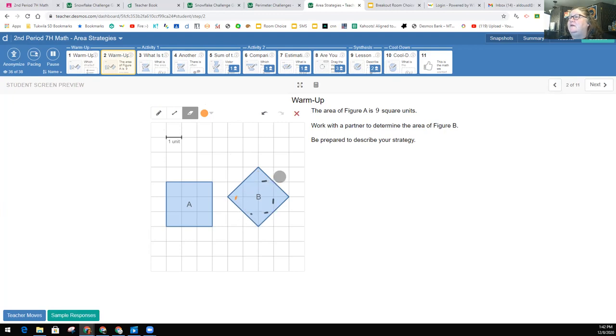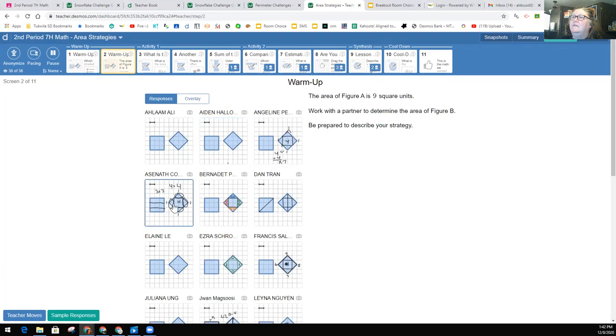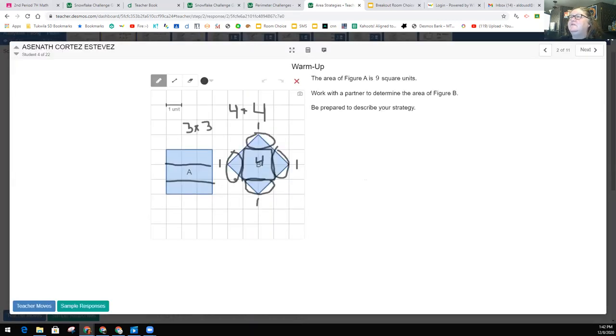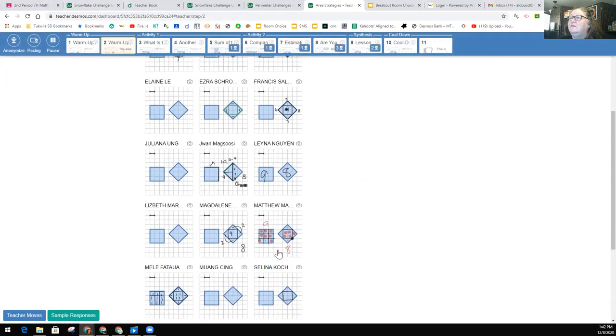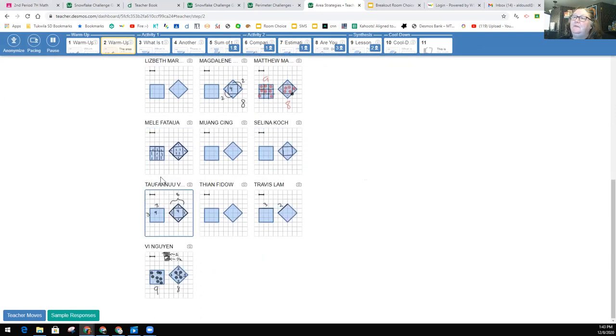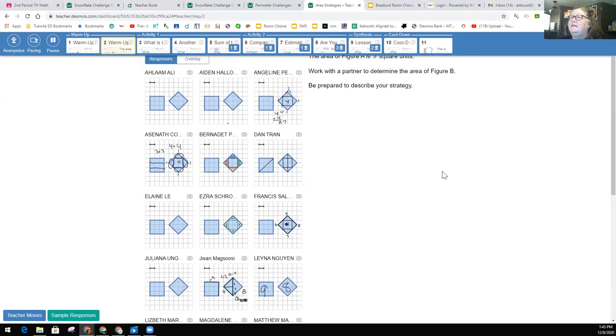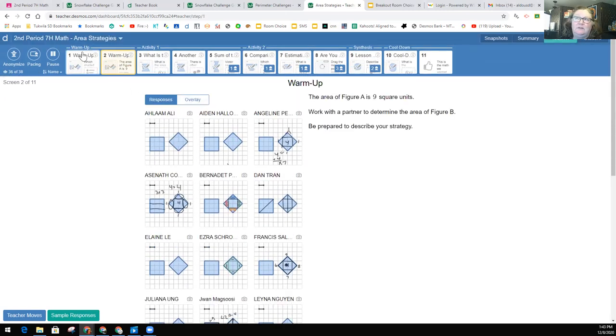Let me go and show you some of the drawings from your classmates that might help. So Asenath right here did a really similar job to what I just did. Others counted, like you see here with Matthew, he's using the grid and the dots to try to calculate. And so there were quite a few different ways that people did this. And then I saw quite a few people going back to screen one and changing their answers. So just think about that as you're calculating these. You can go back and forth.